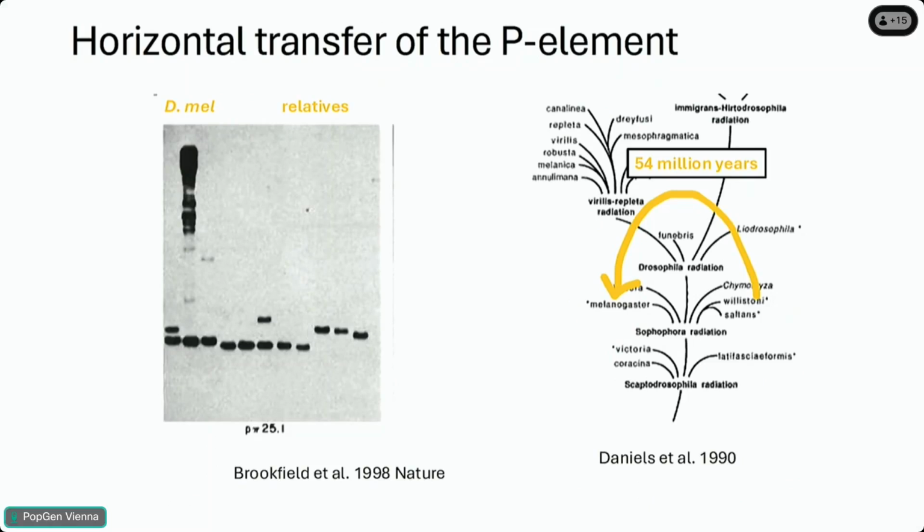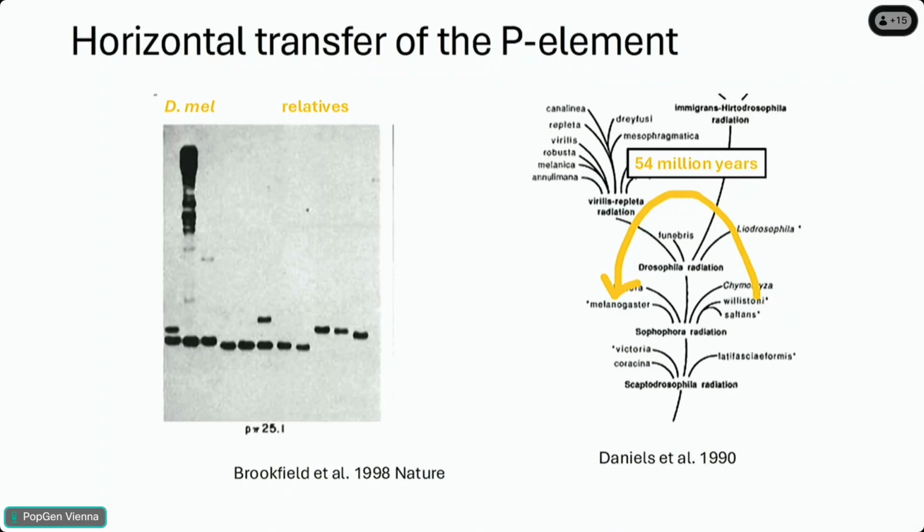The data used to infer this are the fact that P-elements are absent from close relatives of melanogaster. So that's melanogaster on the left with a big smear. And these are other species that are close to melanogaster, which are completely lacking the smear that is due to the P-element. I like showing this slide so that I can point out to everybody that back in the old days, you could get a Nature paper from running a gel. No longer true.